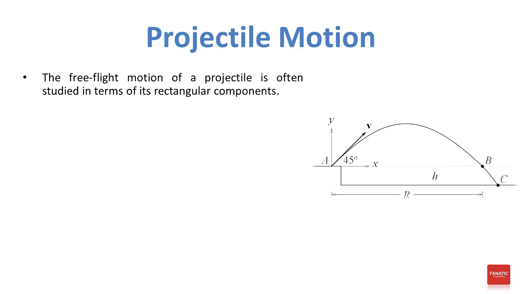The free flight motion of a projectile is often studied in terms of its rectangular components. The projectile motion is mainly taken in rectangular components, which are the x component and the y component. Here you can see an object is projected with a velocity v at an angle of 45 degrees. This is the point A, the initial point. This will be the final point, or point B.